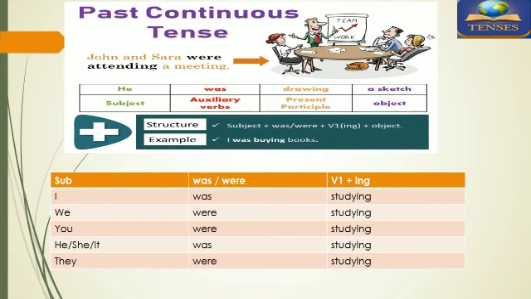And here I is the singular person. So that is why we used was. I was studying. And we is the plural form of first person. So that is why we used were. You is the second person and also plural form of second person. So that is why we used were here. He, she, it are third person singular. So that is why we used he, she, it was studying. They is the plural form of third person. That is why we used were here. They were studying.